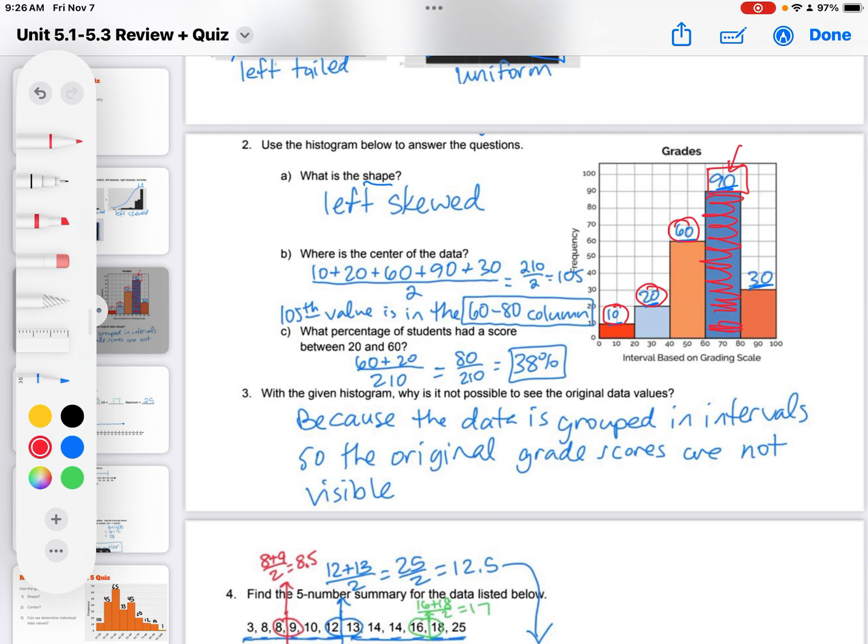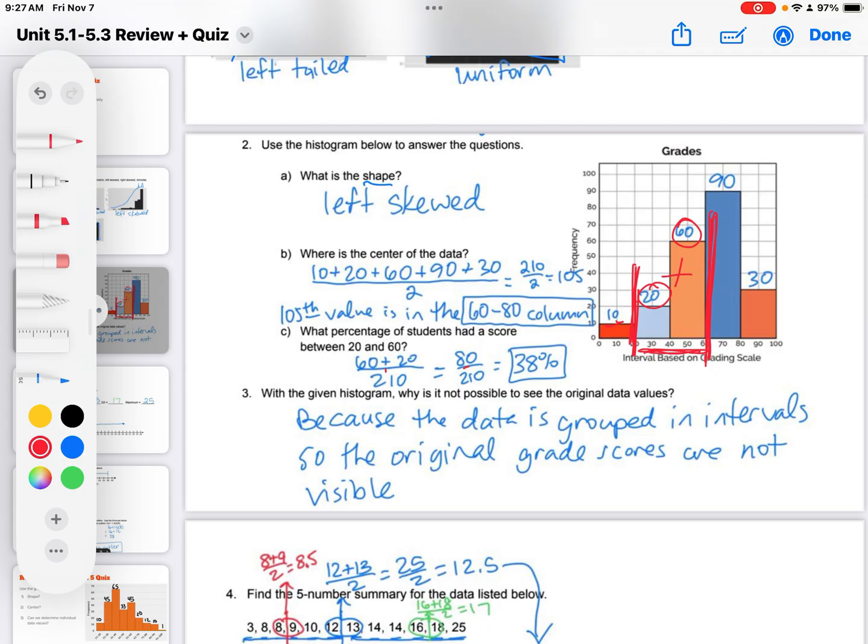After we do that, it is going to ask you to figure out what percentage of students had a score between 20 and 60. So we are going to look between 20 and 60, this section here. We add 20 plus 60. It's just a coincidence that those numbers are the same. The 60 plus the 20 gives me 80 out of the 210 that we had total for all of our frequencies. So 80 out of 210 is about 38%.